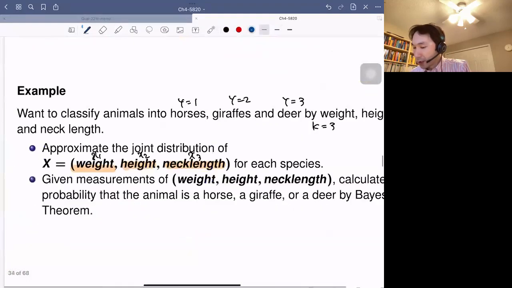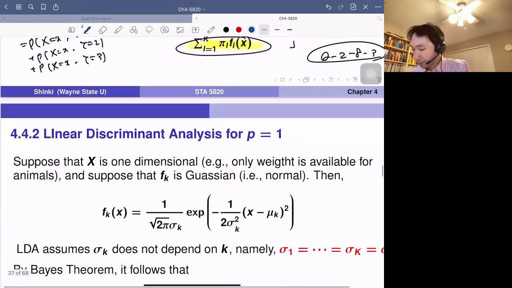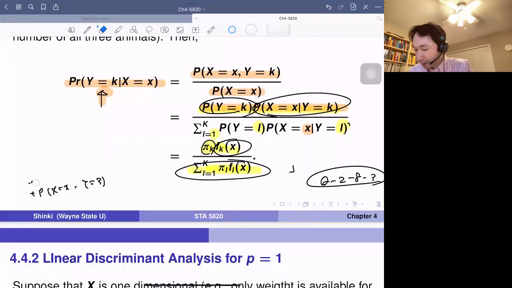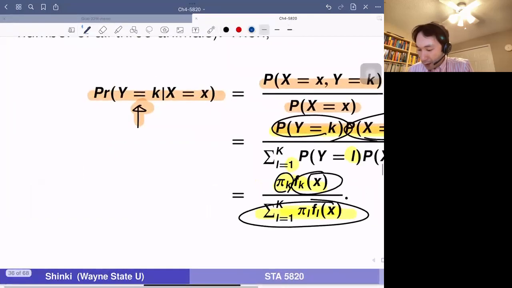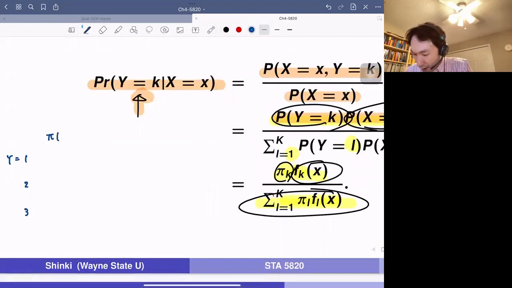In general, we can use the Bayes rule to determine that probability. Last time we did this. Suppose that we have classes, maybe 3 classes are better, so y is equal to 1, 2, and 3. Then we have the prior probability pi k. So pi k may be 0.1, 0.2, and 0.7.